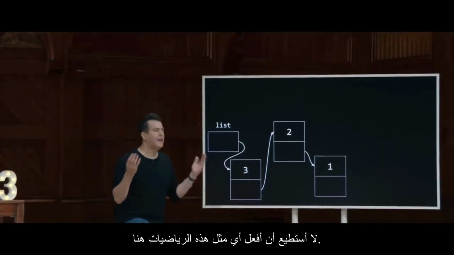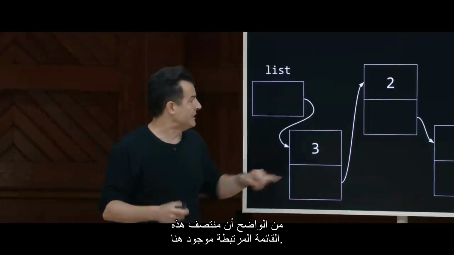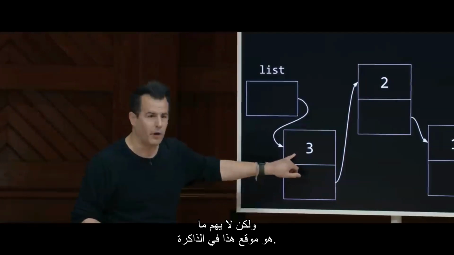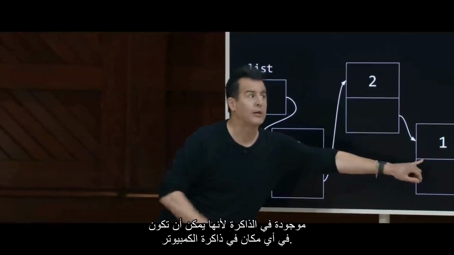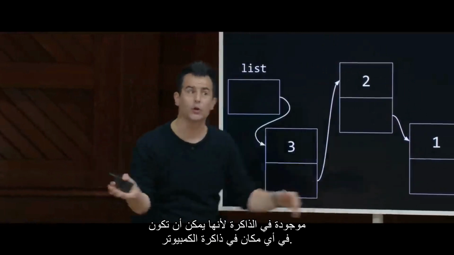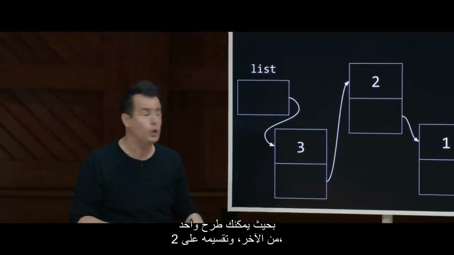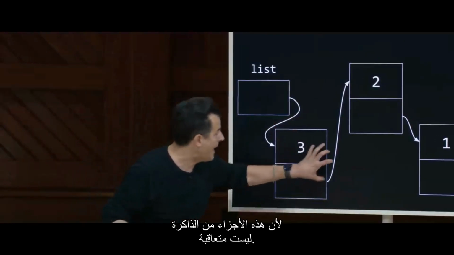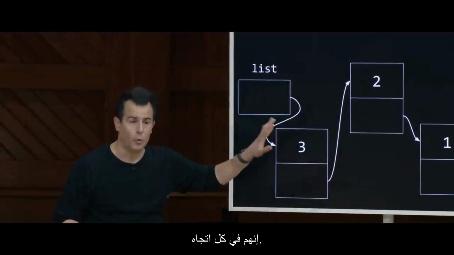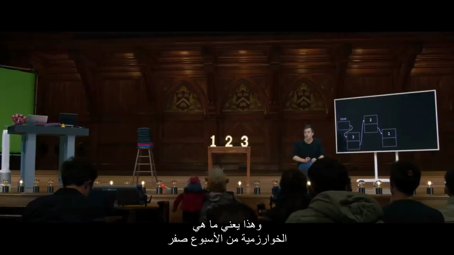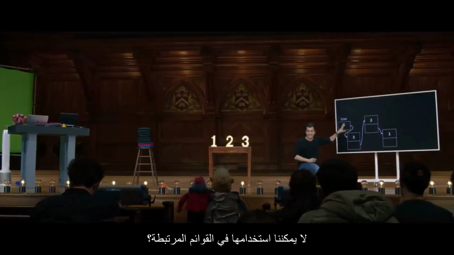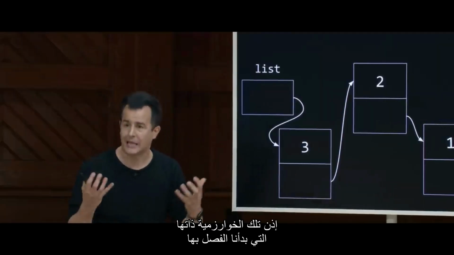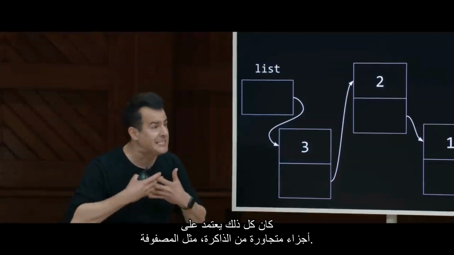I cannot do any such math here. The middle of this linked list is obviously here, but it doesn't matter what the location of this one is in memory. It doesn't matter what the location of this is in memory, because they could be anywhere in the computer's memory. So you can subtract one from the other, divide by 2, and that's going to put you in some random location, because these chunks of memory are not back to back to back to back. They're every which way. So this is to say, what algorithm from week 0 can we not use on linked lists? So binary search. So that very algorithm we started the class with was all predicated on contiguous chunks of memory, like an array.